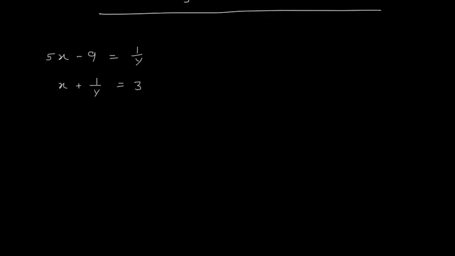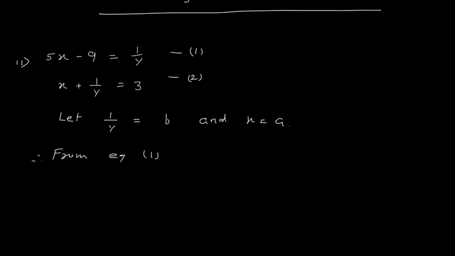So here I will consider this as equation 1 and this as equation 2. Now I will consider let 1 upon y is equals to b and x is equals to a. So again in terms of a and b I have equation. So therefore from equation 1 I have 5a minus 9 is equals to b. Therefore 5a minus b is equals to 9. This is my equation number 3.